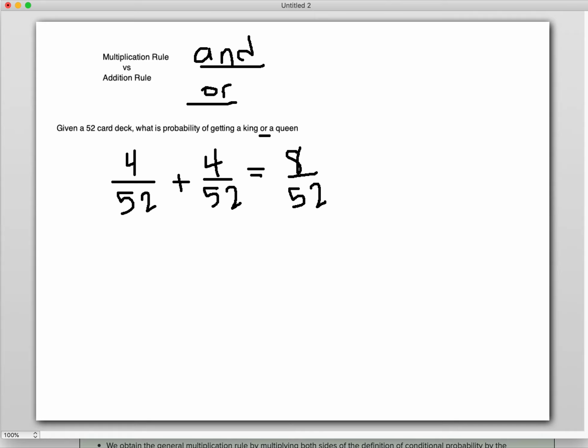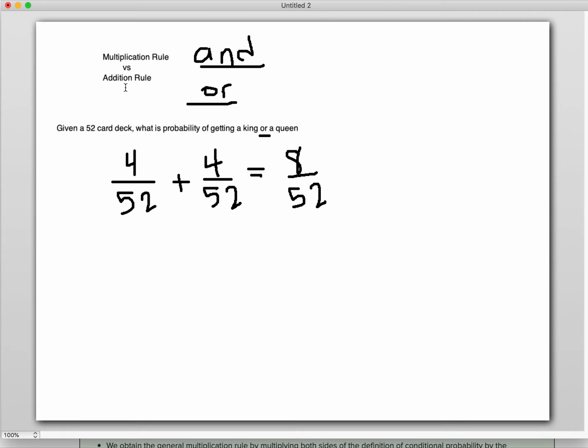So that's when we add probabilities: when it's not more than one event, and it's an or situation. The multiplication rule is for when there is more than one event happening. What does more than one event mean? It means I'm flipping a coin 5 times. That's 5 events. Or I'm rolling a die 3 times.